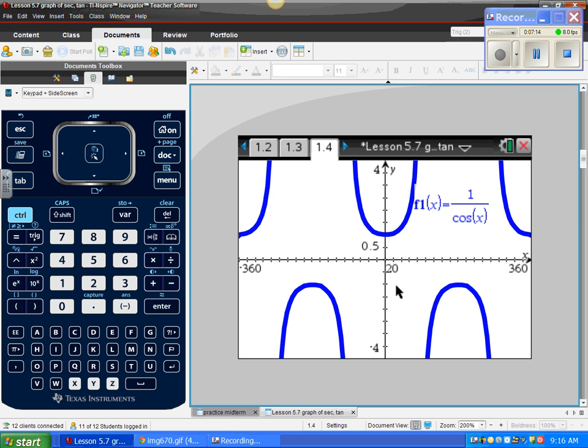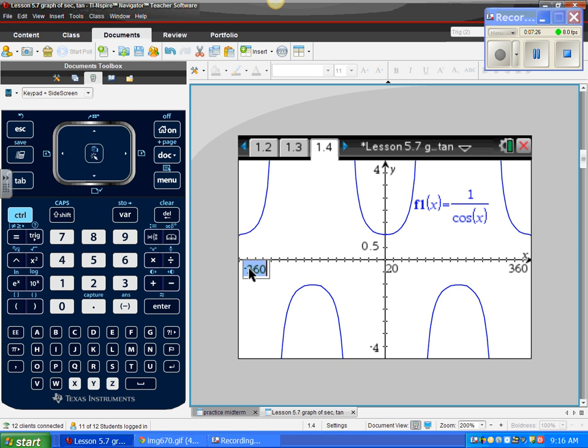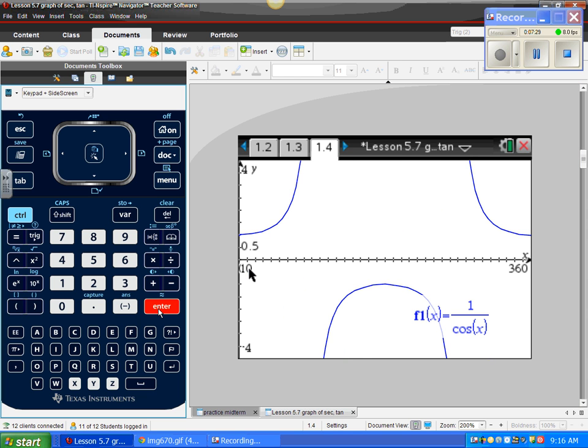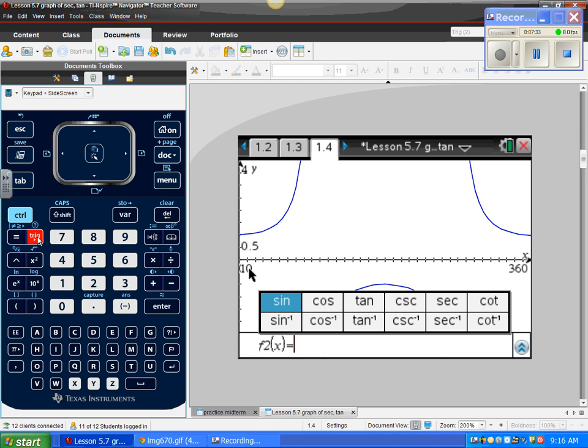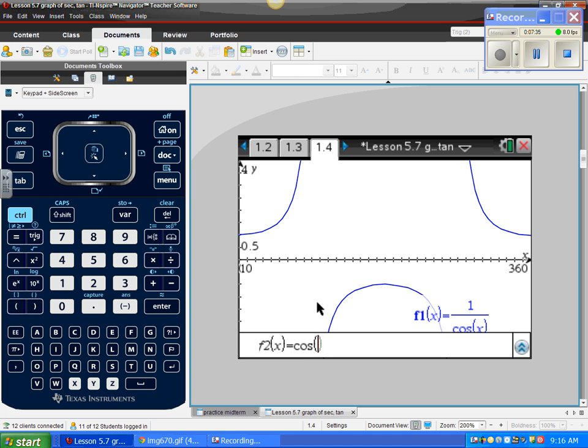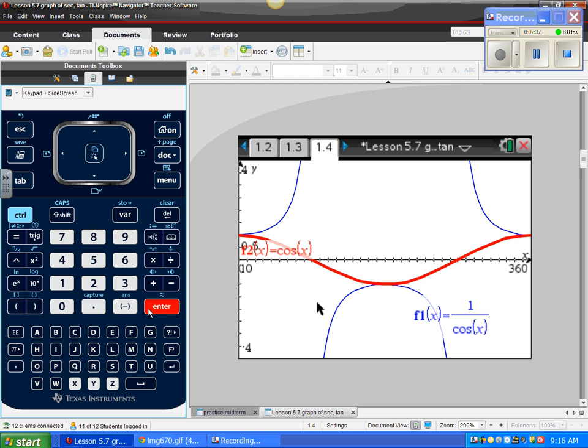Because this adjusts it to what window? Which is what in radians? Negative 2 pi to 2 pi. Okay, so here's the window on our paper, right? Here's our cosine curve.